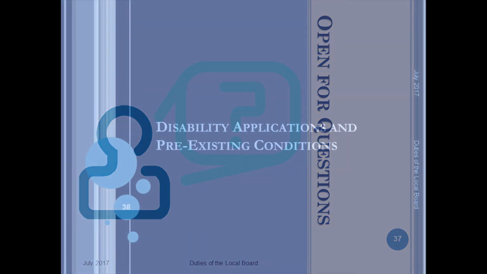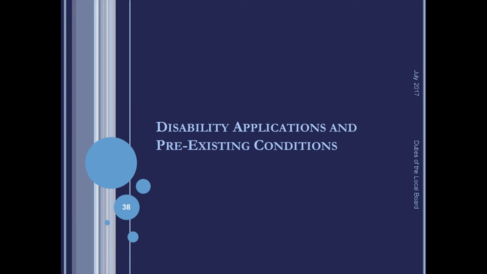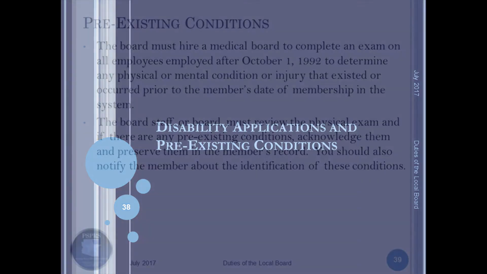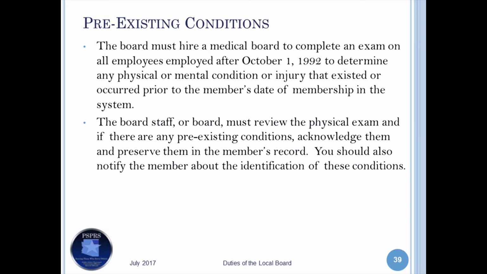Disability applications. We want to spend a few minutes talking about this because a pre-existing condition determines if he has the right to make application for disability during his career. For a pre-existing condition, the board must hire a medical doctor to complete the exam. This exam should look for any physical or mental condition or injury that has existed prior to the member's date of membership. The board staff then must review that physical exam, usually not in a public meeting, and then you should also notify the member and identify those conditions.